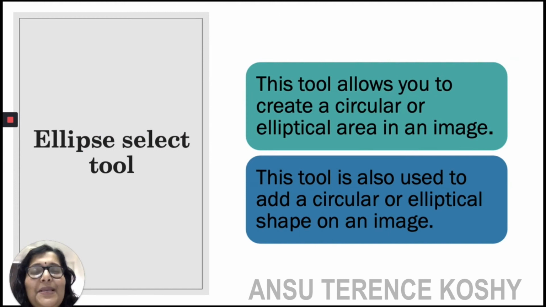The next one is ellipse select tool. Ellipse is basically a shape that is used for making circles or oval shapes. This tool allows you to create a circular or elliptical area in an image. Another name for elliptical image is an oval shape image. This tool is also used to add a circular or elliptical shape on an image.